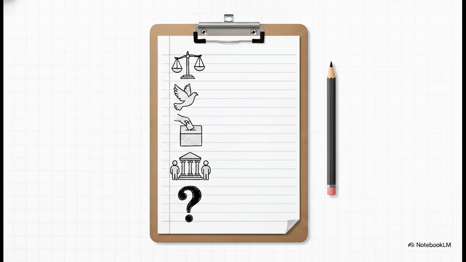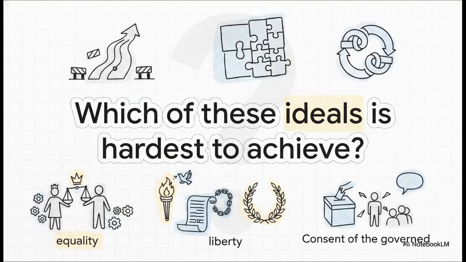And finally, number 5, I'm leaving you with a final, provocative question to think deeply about. Which of these 3 ideals, equality, liberty, or consent of the governed, do you think is the absolute hardest to achieve and why? There's no easy answer here, but I want you to take these ideas and apply them to the real world.